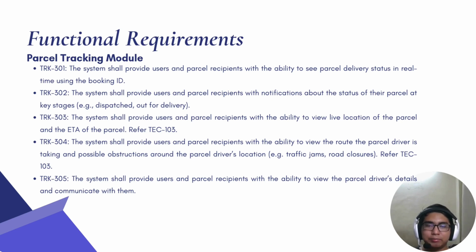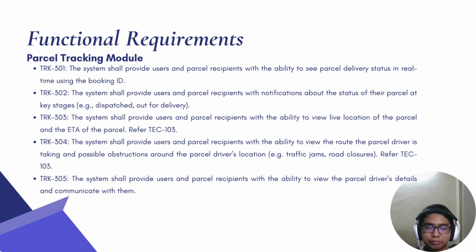Third, we have the system shall provide users and parcel recipients with the ability to view the live location of the parcel and the ETA, or estimated time of arrival, of the parcel. This can be referred to as TEC 103, which is one of our quality requirements. Next, we have the system shall provide users and parcel recipients with the ability to view the route the parcel driver is taking and possible obstructions around the parcel driver's location, for example, traffic jams and road closures. This can be referred to as TEC 103 again.